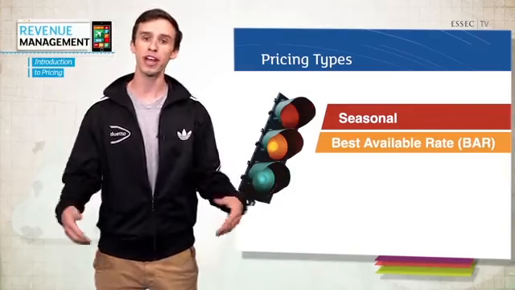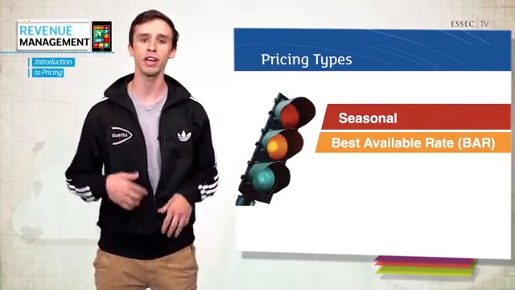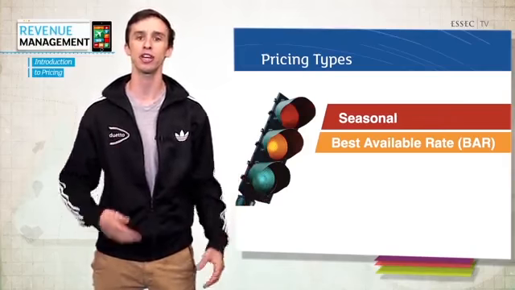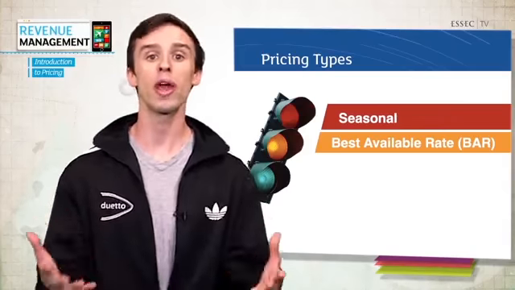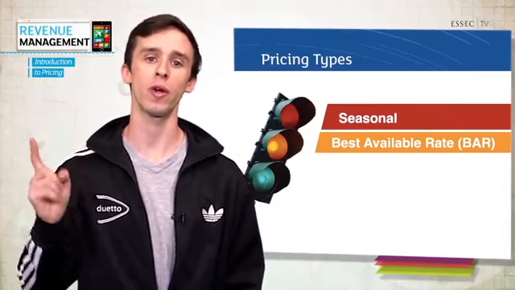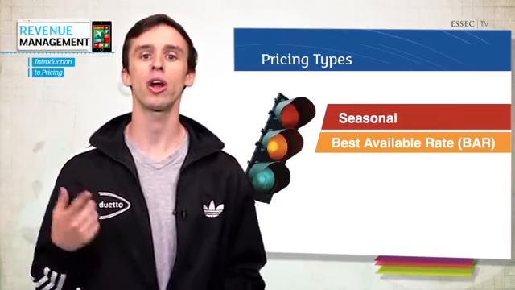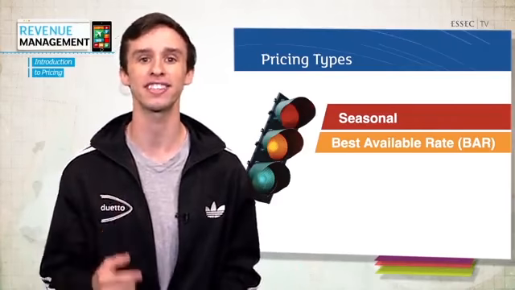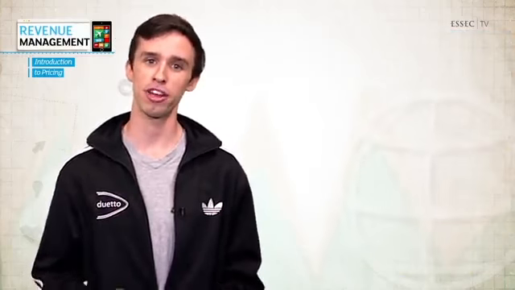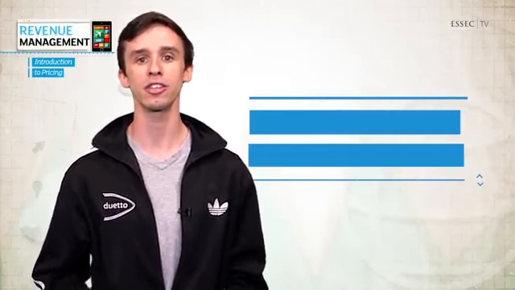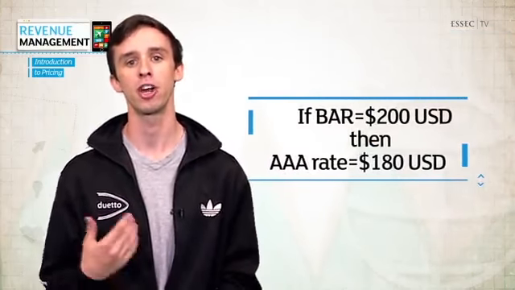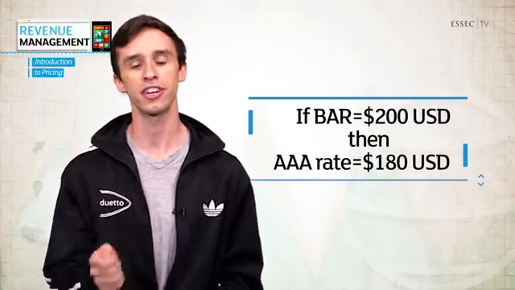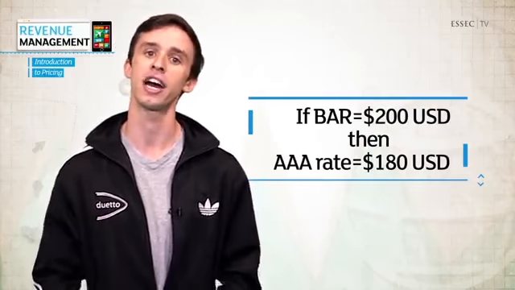The best available rate, or BAR, formerly rack rate, was a pricing shift that occurred in the late 90s as digital distribution increased after the turn of the century. The way BAR works is that you have one moving rate, or BAR, and then all your other room types, discounts, and packages are statically derived off of that singular rate. For example, if BAR is $200 US, the discount might be 10% off, or $180 US. If BAR falls to $100 US, the discount would automatically become $90.